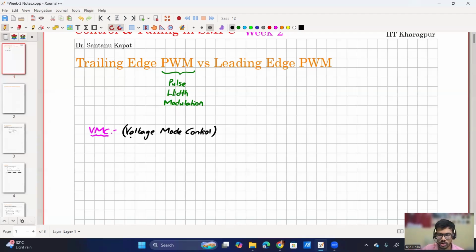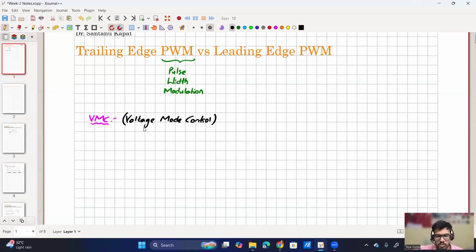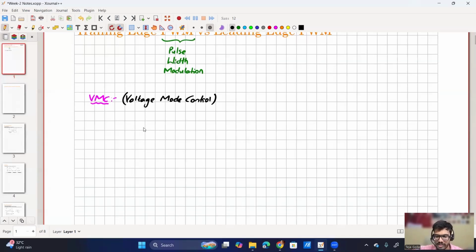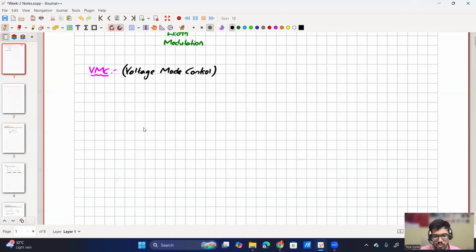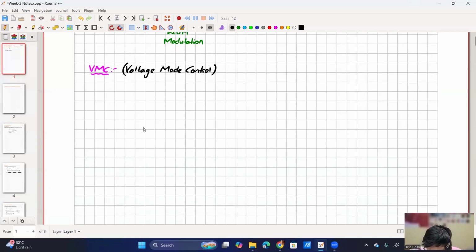In the case of voltage mode control, a sawtooth is compared with the control voltage. The control voltage is the output of the controller, so the output of the controller is being compared with the sawtooth. Which sawtooth is selected for comparing with the control voltage decides whether it is a trailing edge or leading edge. Now I'll draw both side by side so that it will be easy to understand.